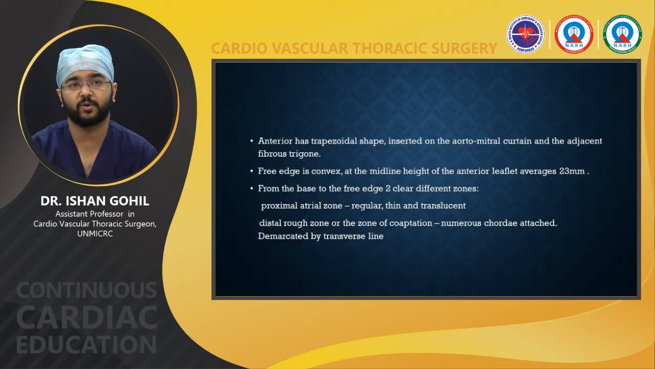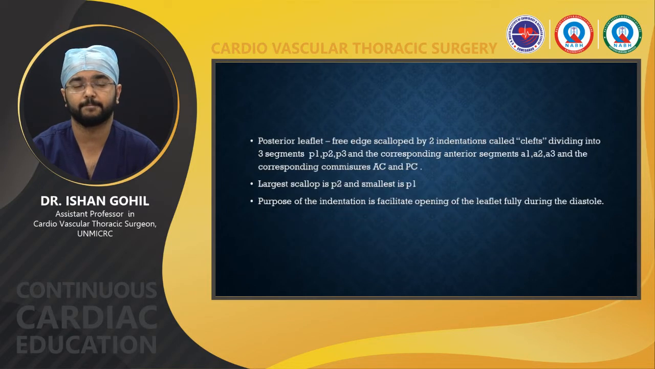As we have already seen, the proximal atrial zone, that is the smooth zone, is regular, thin and translucent, while the distal rough zone has numerous chordae attached to it and is easily demarcated by a transverse line. The posterior mitral leaflet has two fissures in it, which divide it into three scallops, that is P1, P2 and P3 from lateral to medial, as we have seen in the figure before. Amongst the scallops, P2 is the largest and P1 is the smallest.